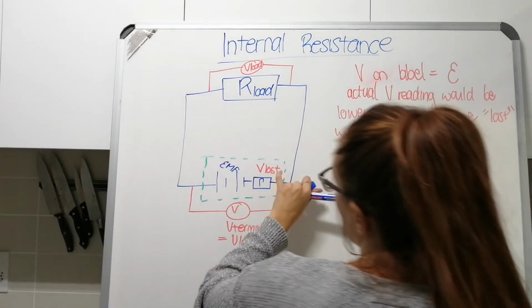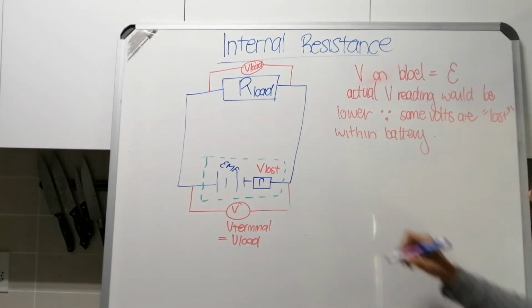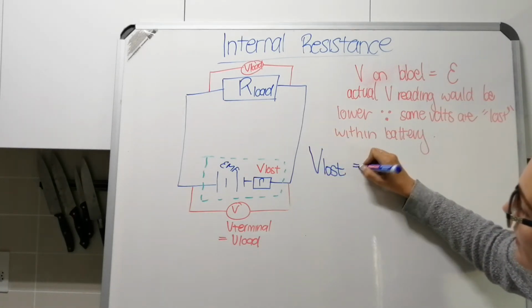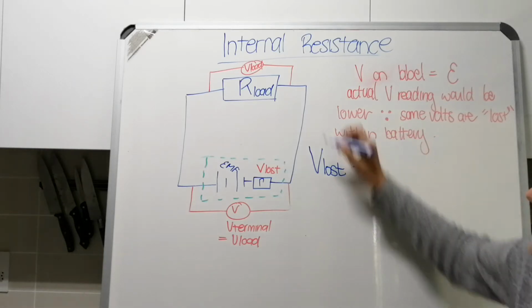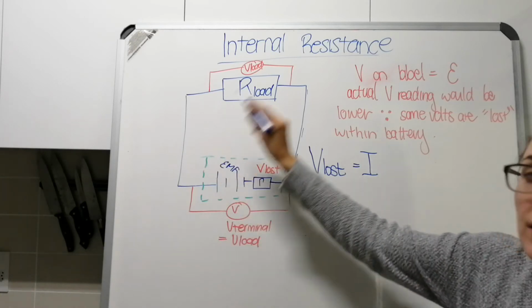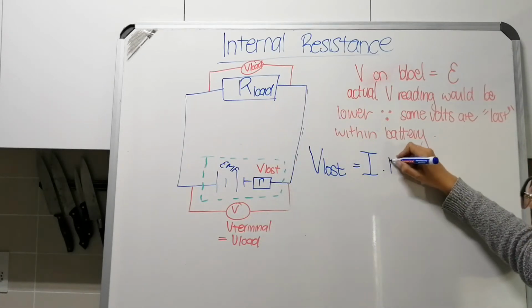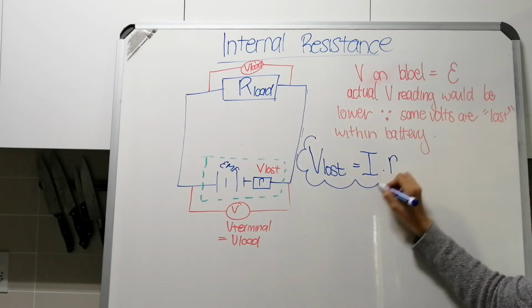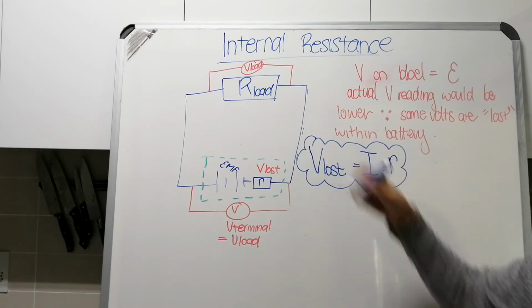For this, if you ever want to work out how many volts are lost within the battery, we can just use Ohm's law. V lost equals the current in the circuit, the current out here is equal to the current in here because it's in series, multiplied by the internal resistance. So this is our first important formula for this section.